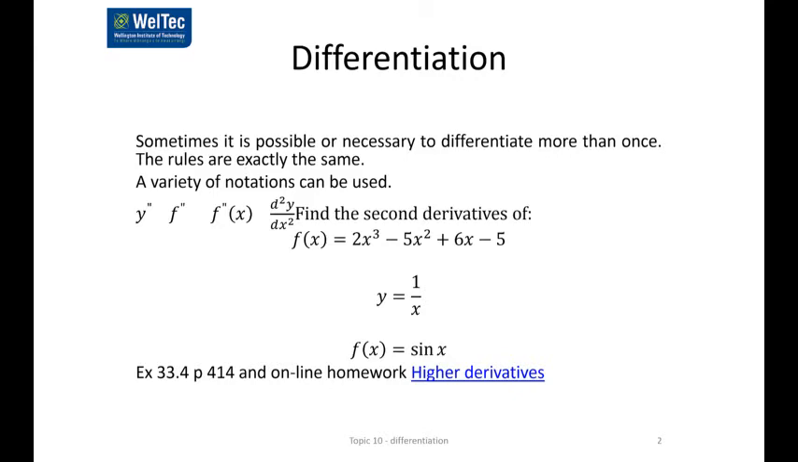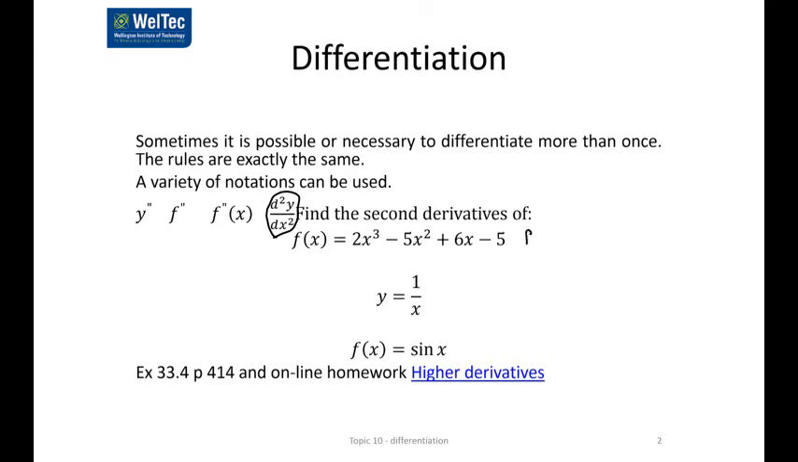If you can differentiate, in most cases you can just differentiate again, and a lot of notations can be used just as they could for the first derivative. So we'd use two dashes, or we'd write it d squared y dx squared. For example, let's have a look at the first one here.